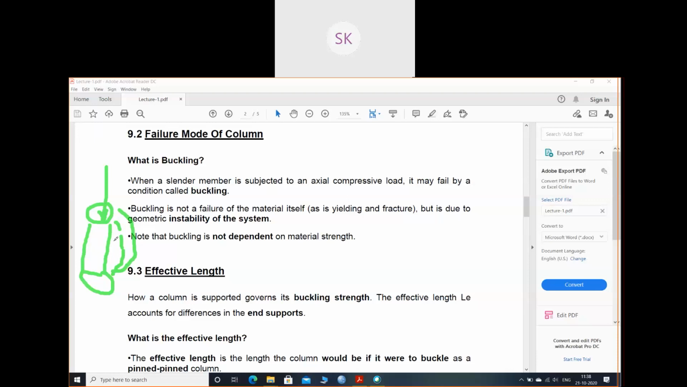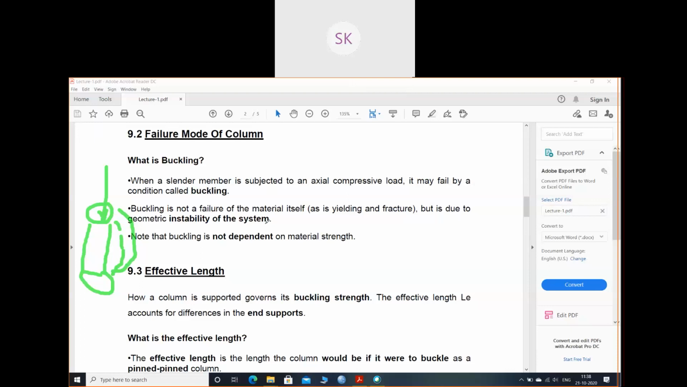So why does this buckling happen? It doesn't happen just because of the material, but due to the instability of the system. Instability means the load we are applying may be more than this column is able to carry. Maybe we have designed a very long column which is not required in that area. So buckling is not failure just because of the material. It is also because of the instability of the system.